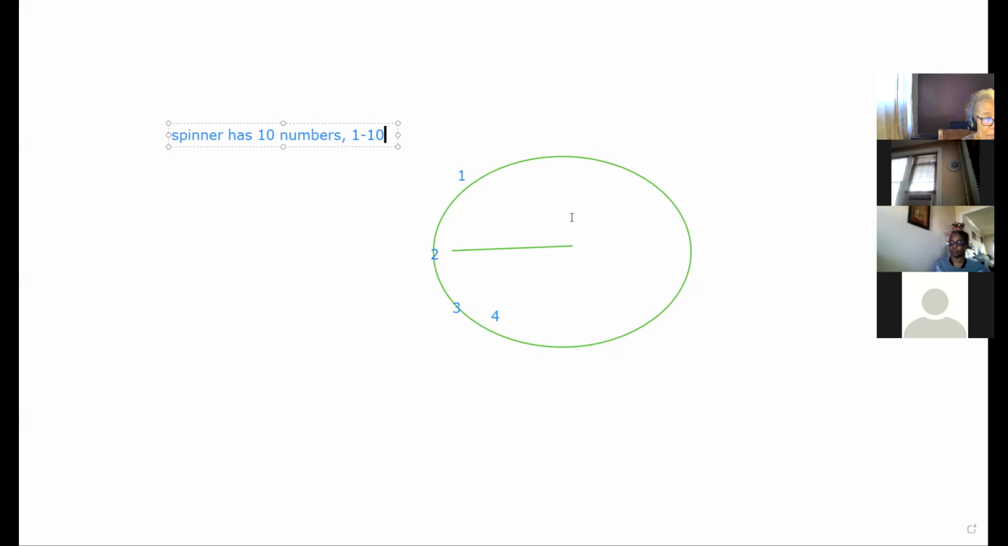So I could get a 5, I could spin again, get a 6, I could spin again and get another 6. Yes. Okay? The spinner doesn't know that you landed on a number before and you can't land on it again. It doesn't work like that. It's a random operation, okay, of spinning.